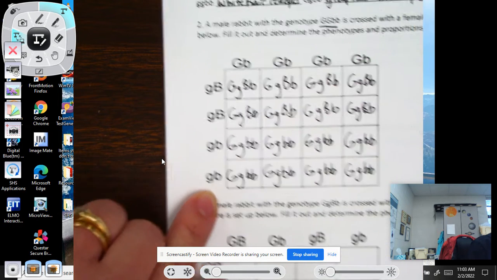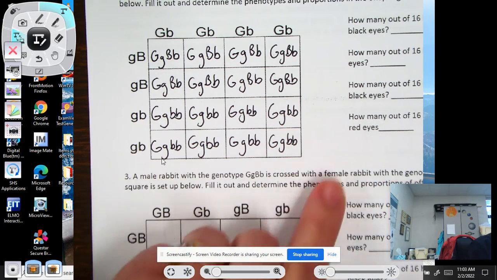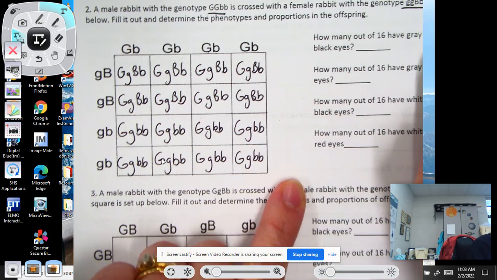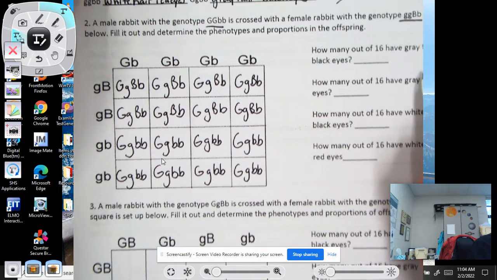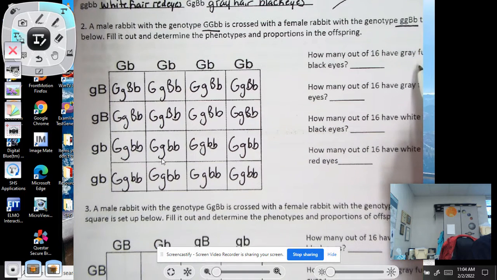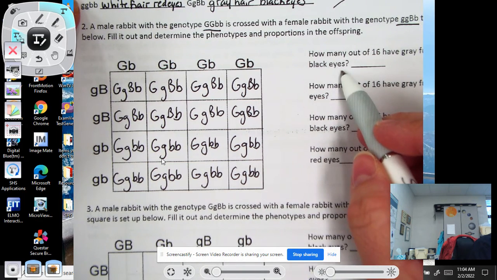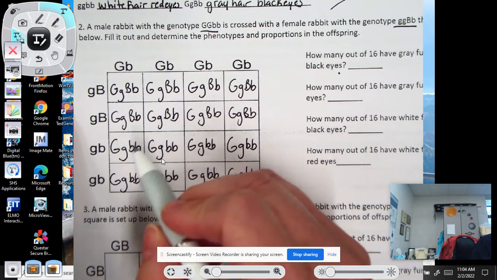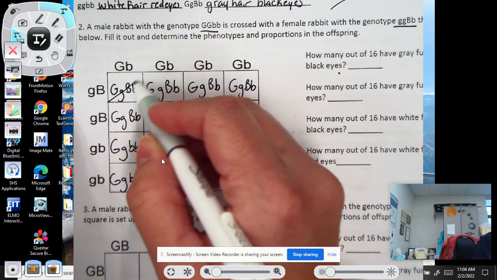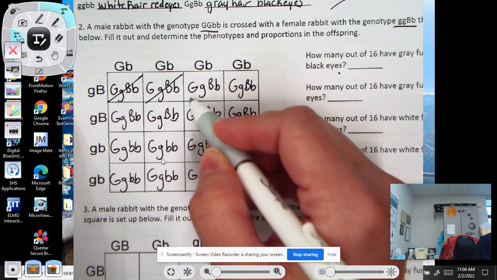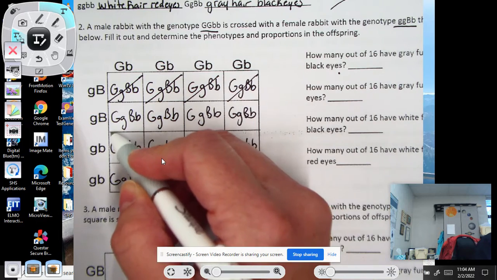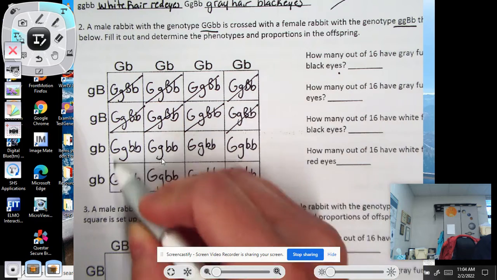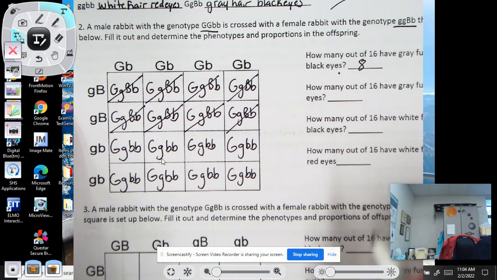Okay. All right, now let's do the probability over here. How many out of 16 have gray fur and black eyes? So remember, every time they have a capital G, they have gray fur. And every time they have a capital B, we have black eyes. I like to cross them off when I count it so I don't count them over and over. So 1, 2, 3, 4, 5, 6, 7, 8. 8 have this combination.